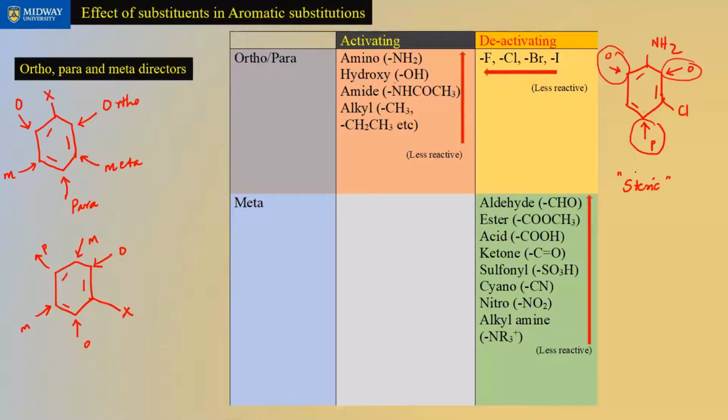So the idea here is if you have 2 substituents, then you have to determine which one is more activating out of the 2, and then that will determine the ortho and the para positions. It means you have to write ortho and para or meta with respect to that particular group that's winning the race.